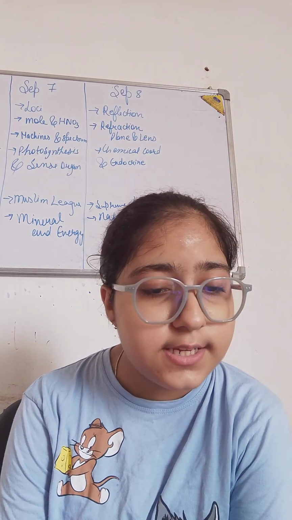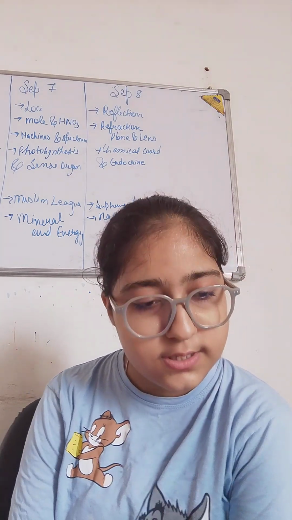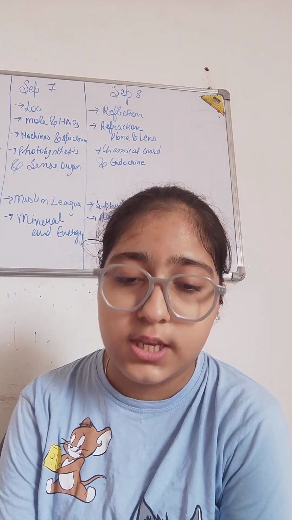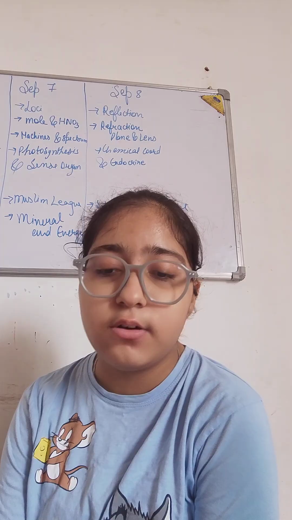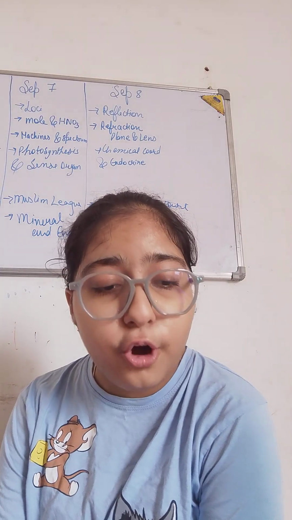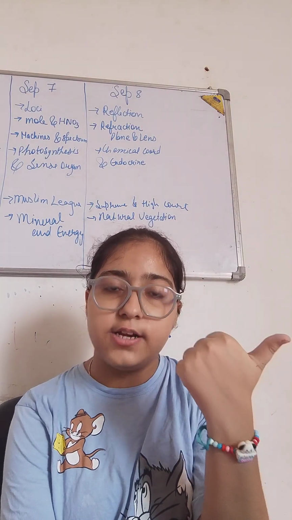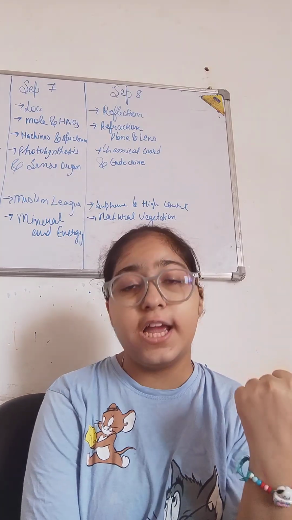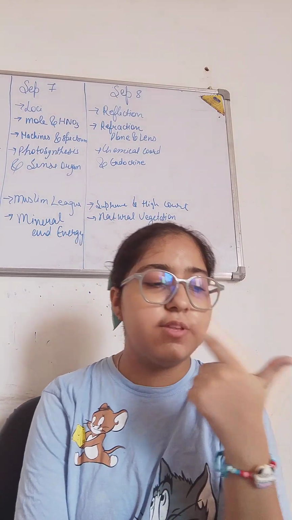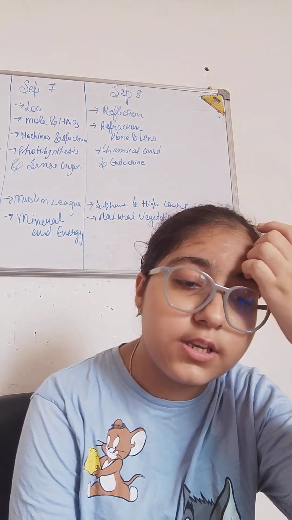Next, the question is, what change is seen in moist litmus, methyl orange and phenolphthalein in an aqueous solution of ammonia? Red litmus turns blue, methyl orange turns yellow and phenolphthalein turns pink because it is basic in nature.